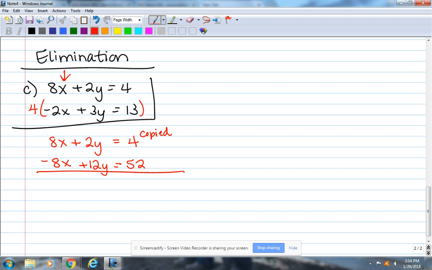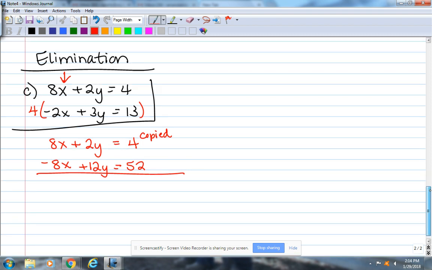Y'all get that? Okay. So I could have done the same thing with the y's, but made one of them a positive 6 and one of them a negative 6. But that would have taken me multiplying both rows by something, which is more work. So since 2 went into 8, that's why I stuck with my x's. Does that make sense? Y'all, this just takes practice. The more we see of these, the more you're going to get it.